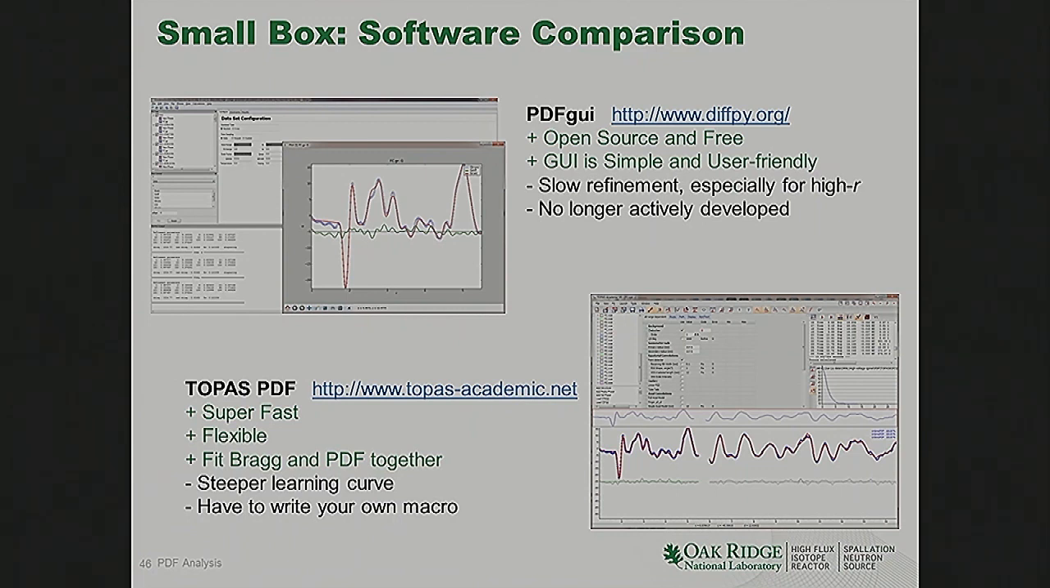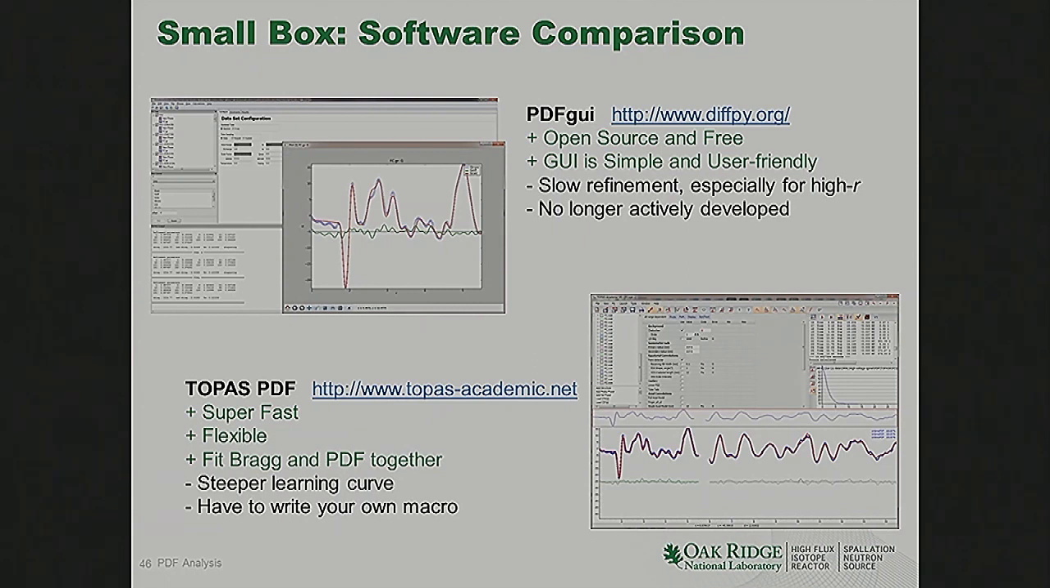The PDFgui program is open source and it's free. It has a graphical user interface that's simple, so it's not as flexible, but it's very easy to use. And in fact, in the NOMAD tutorial, in about an hour, we kind of show you most of the features of the program. It is, however, pretty slow, especially for high real space ranges. And that has to do with the kernel of the calculation, how they're actually doing it.